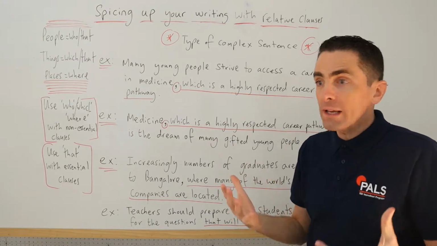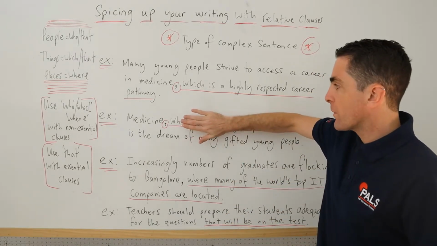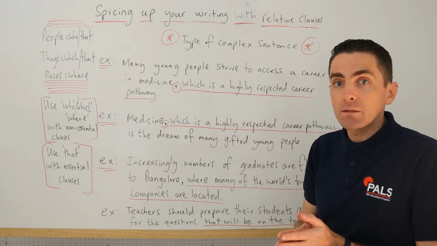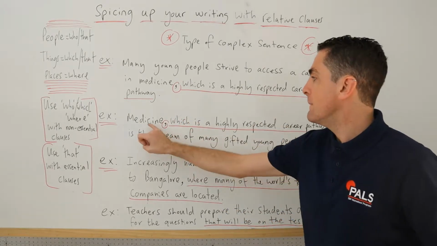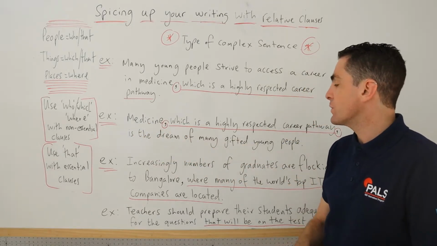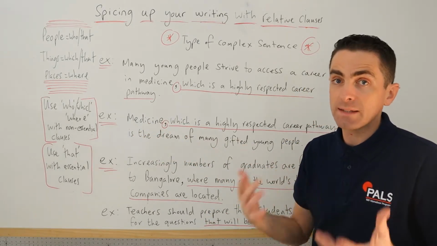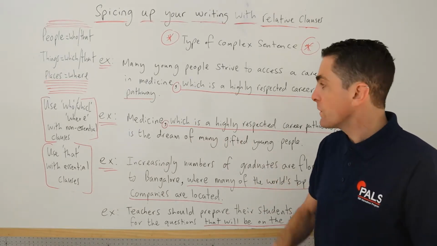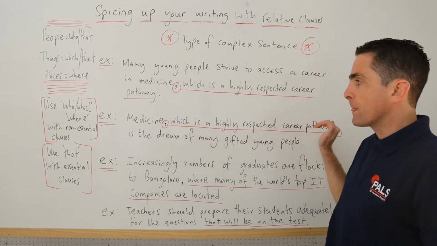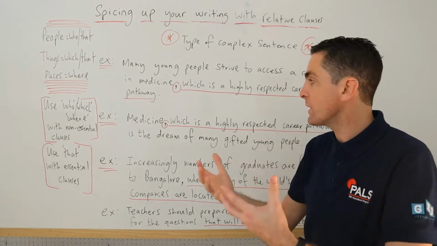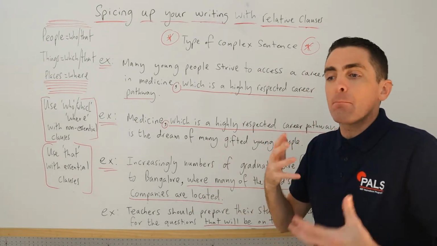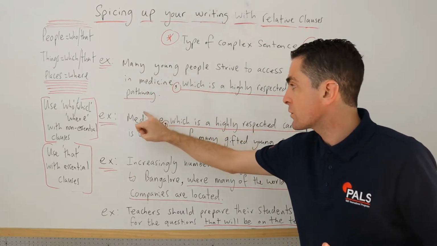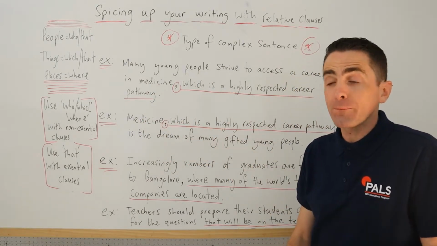And again, the rule is if you cover up the relative clause, will the sentence make sense? So have a look, cover it up. Medicine is the dream of many gifted young people. Does that make sense? Yes, it does. So again, this is a non-essential relative clause because it gives extra information that isn't important for the overall meaning of the sentence, but gives us extra information about the noun that comes before.